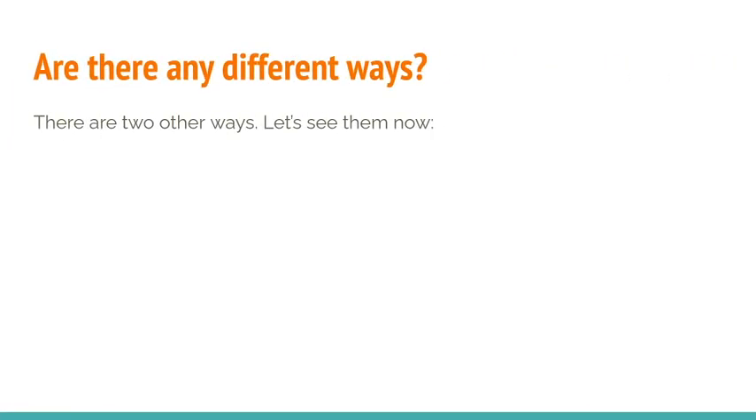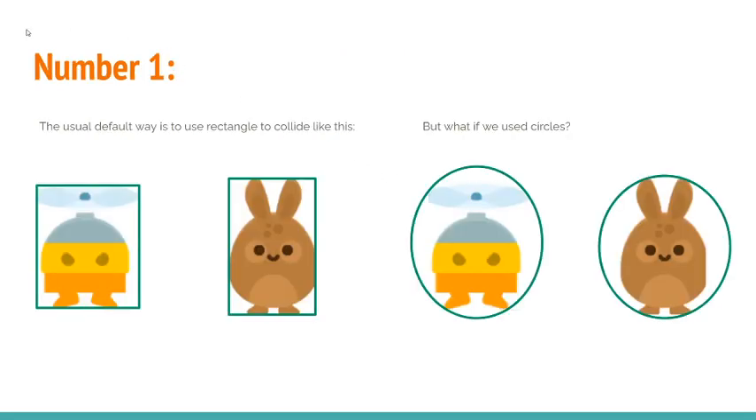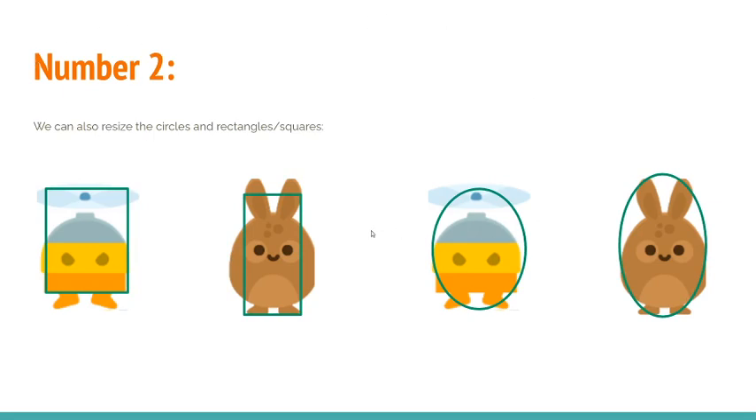One question you might be asking, because some people think that doing pixel perfect collisions is hard. Well, it's not. So before that, we're just going to look at a few different ways. There are 2 other ways for this, so let's see them now. Number 1 is to use the usual default way, which is using a rectangle to collide, okay? But instead of using rectangles, we could use circles. So that's possible too. But now you can see that the circles or ovals are quite a bit bigger than the rectangles.